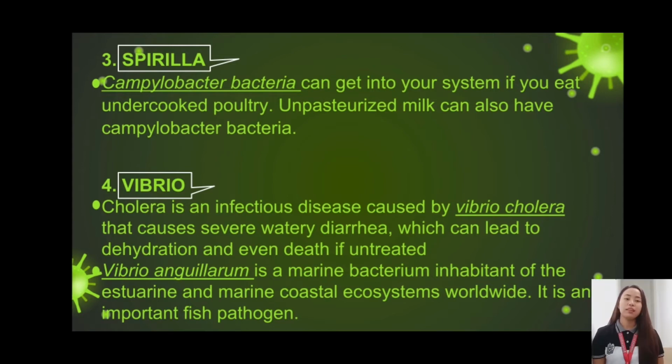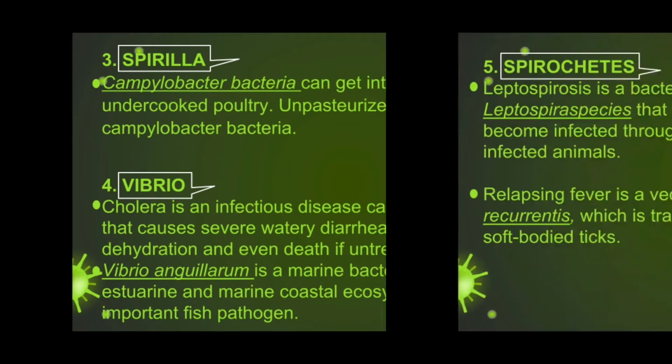ito. The number 4 example of bacteria is Vibrio. Under po nito is cholera. It is an infectious disease caused by Vibrio cholera that causes severe watery diarrhea, which can lead to dehydration and even death if untreated. Vibrio aguilarum is a marine bacterium inhabitant of the estuarine and marine coastal ecosystem worldwide. It is an important fish pathogen.